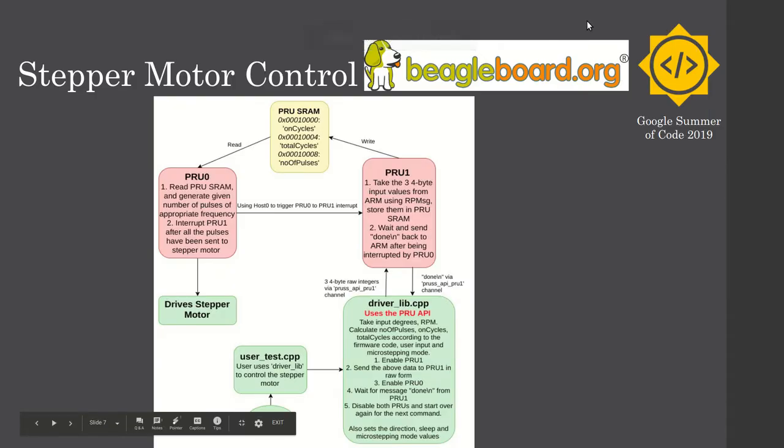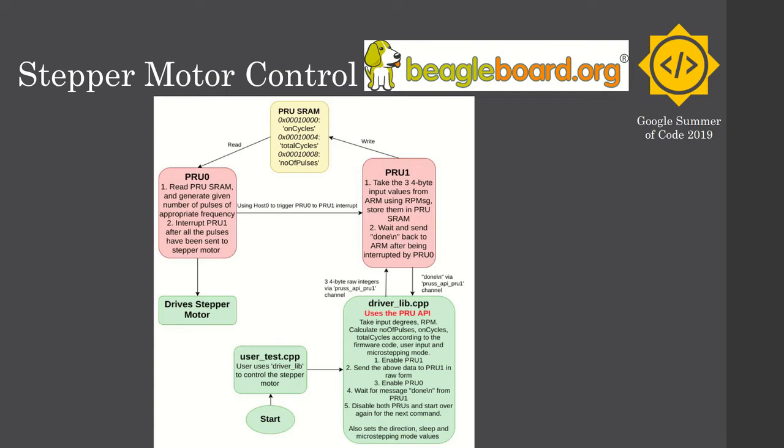Stepper motor control. This is a good example of how the user can focus on writing firmware instead of worrying about opening and closing the RPMessage and sysfs files. The driver library takes input degrees and revolutions per minute from the user and sends one command to the PRU1, and then waits until it gets a confirmation message back from the PRU1, after which it sends the next command. This ensures that a new command is not sent to the stepper motor while it is already active.